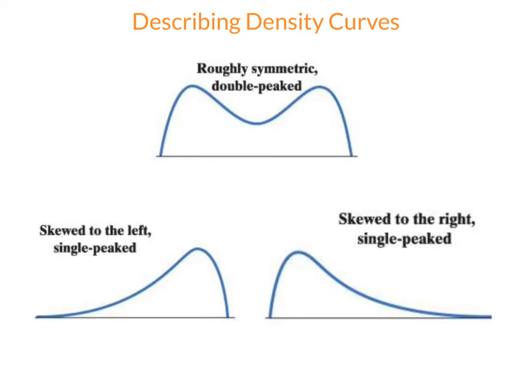And then, of course, we've got skew to the left, where our tail is to the left. We've got a single peak. Skew to the right, we've got the tail to the right here. We've got single peaked. So that should look familiar, and you would describe density curves in the same way that you would describe other distributions that look like this.